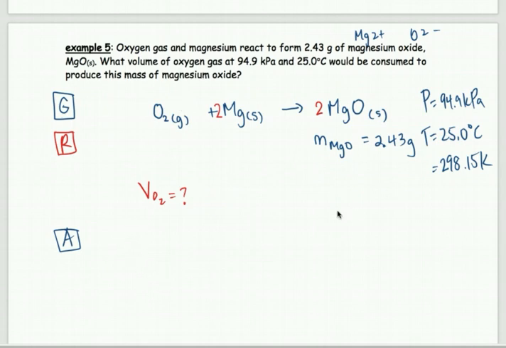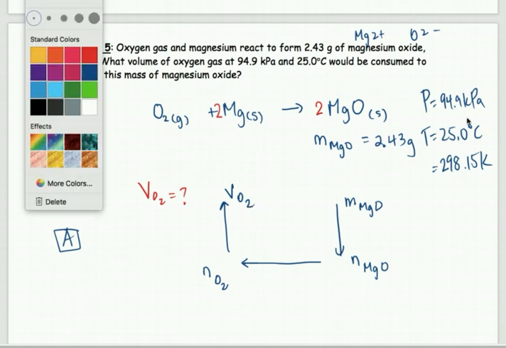So here's our plan. We need to find the volume. So if we make our little table here, we need to go from the mass of magnesium oxide, eventually to the volume of oxygen. So again, we need to get to the amount, and then we need to find the amount of oxygen, and then we can find the volume of oxygen. Okay, so here's our plan.